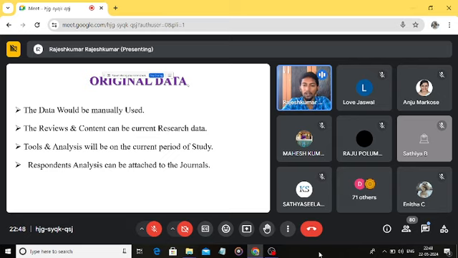We have to create a manual analysis. We have to get information from the respondents and create a new one. Then it can be considered original tools and analysis used for the current periodical study. Respondents analysis can be attached to the journals, but not every person uses this method. Respondents analysis means the graphical method.